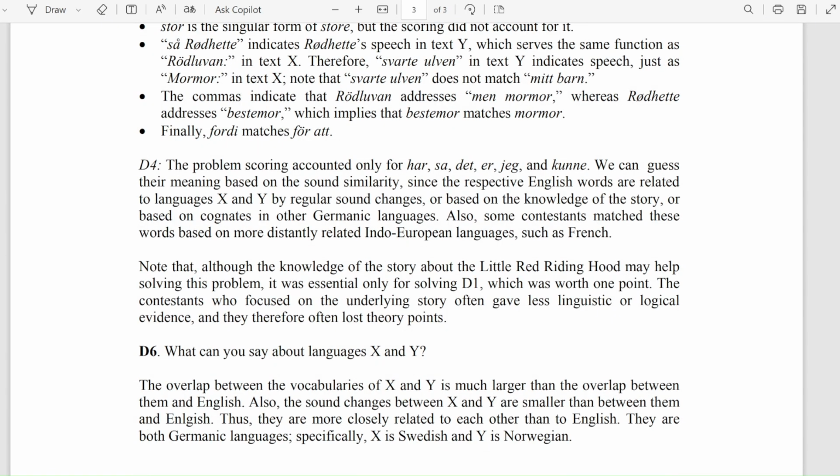And then again, D6 also says the overlap between it is together. And I guessed correctly that Y is Norwegian. X is apparently Swedish, which is pretty cool. And the reason why they're related to each other is because they're Germanic languages. In the future, I'm hoping to create a video more on linguistics concepts and historical linguistics specifically.